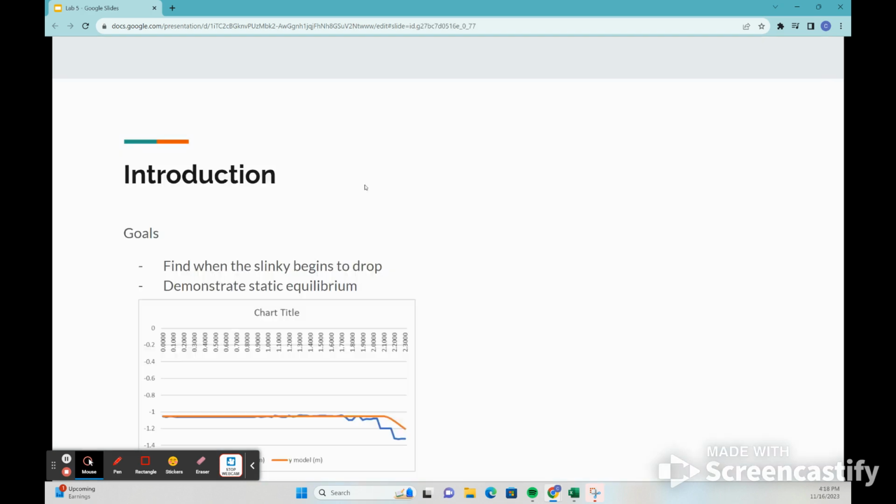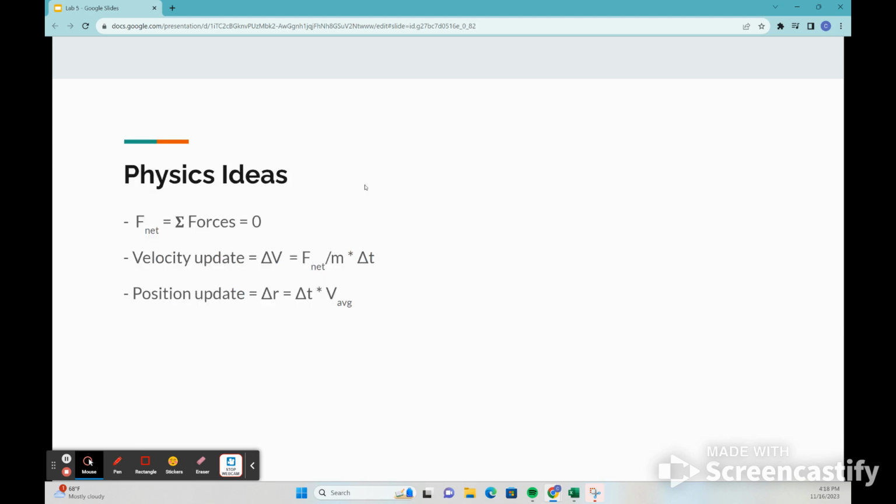So, introduction. The goals for this lab are to find when the Slinky begins to drop, when the bottom of the Slinky stops being pulled upward by itself and the whole thing starts to drop, and then to demonstrate static equilibrium, which is what the bottom of the spring experiences throughout the lab. Here's a little preview of the results of my model versus the actual data, but I'll get into that a little bit later.